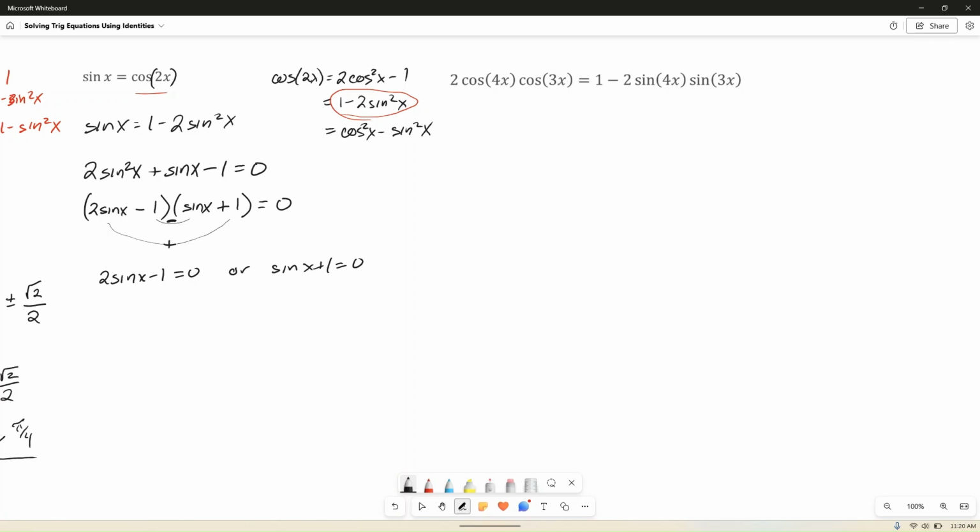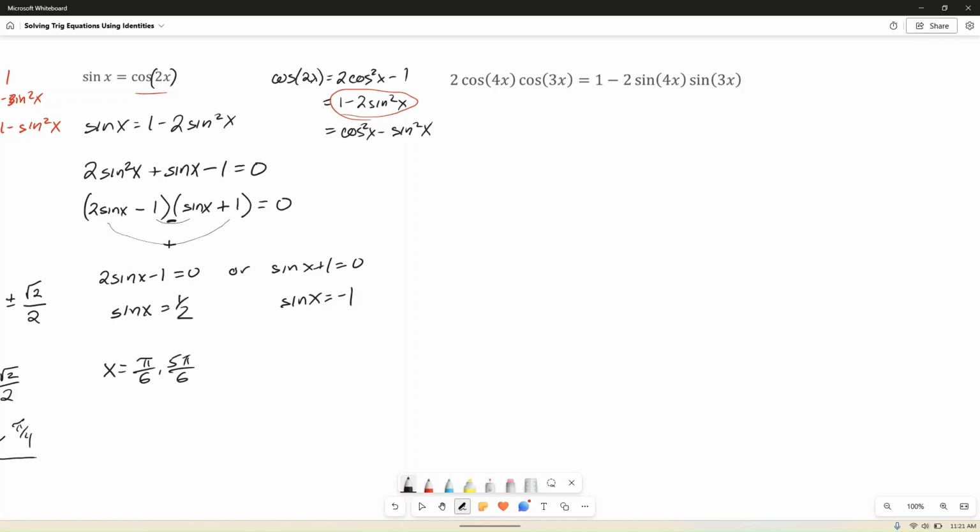We can then solve each of those. They're just linear equations. So for 2 sine x minus 1 equals 0, add the 1, divide by 2. We get sine x is equal to a half. And for sine x plus 1 equals 0, we're going to get sine x is equal to a negative 1. So where is sine equal to a half? In the first and the second quadrant, right? At pi over 6 and 5 pi over 6. So I'm going to get x equals pi over 6 and 5 pi over 6.